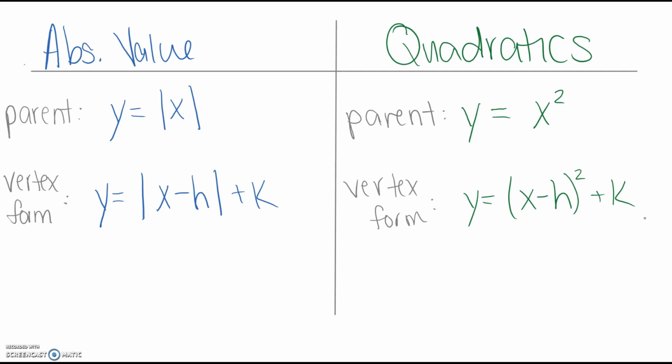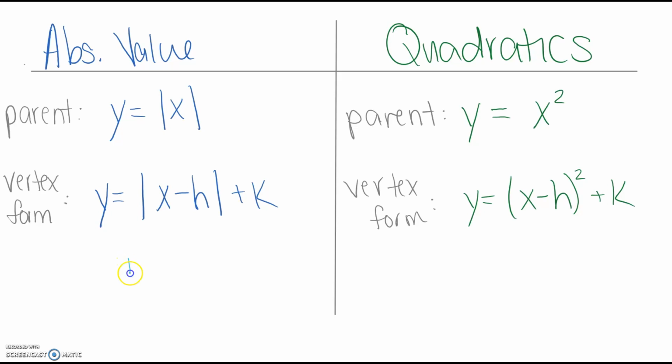Okay, so they look really similar, and that's because they are very similar. The only difference is a quadratic is a parabola, so it's got the U shape, right? It's round. And then the absolute value is a V. So that's why the equations look different, but they're affected the exact same way.